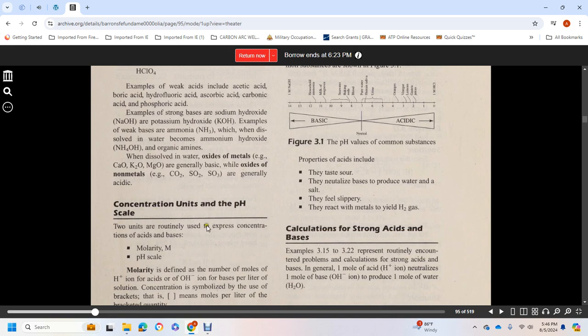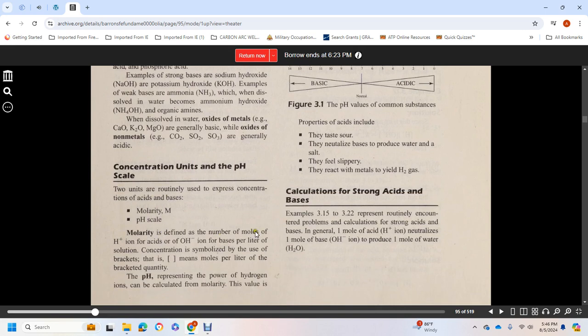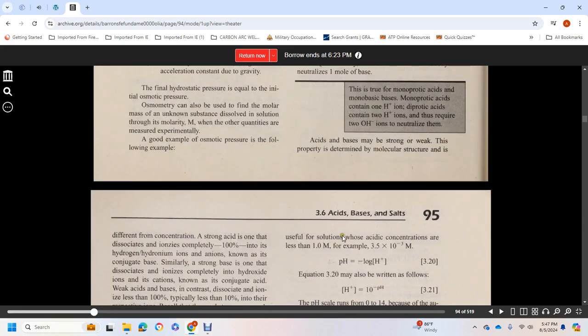Concentration units and pH are routinely used to express the strength of acids and bases. Molarity and the pH scale: molarity is defined as the number of moles of hydrogen ions or hydronium, or of the base, per liter of solution, with concentration symbolized by brackets. The brackets mean moles per liter. The quantity pH represents the power of hydrogen and can be calculated from the molarity of this value. Use this for acidic solutions with concentration less than 1 molar.